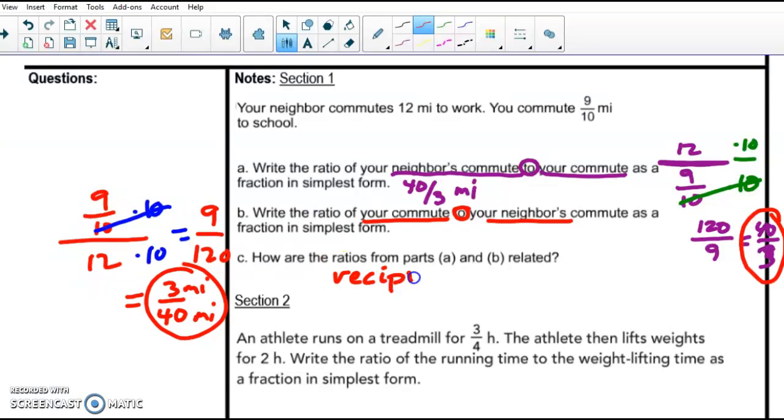My ratios are related because we would call these two ratios reciprocals. When I take my terms and I reverse them, I'm going to get reciprocal answers.